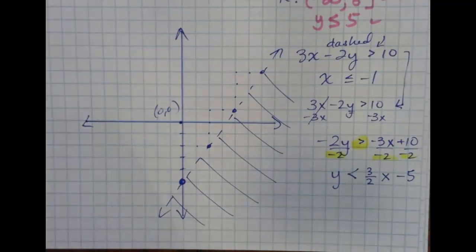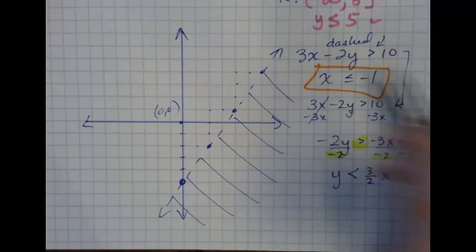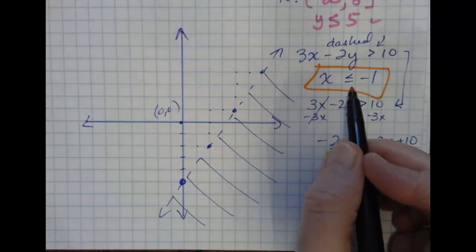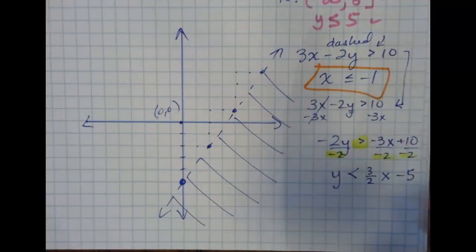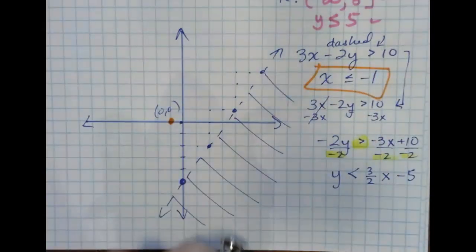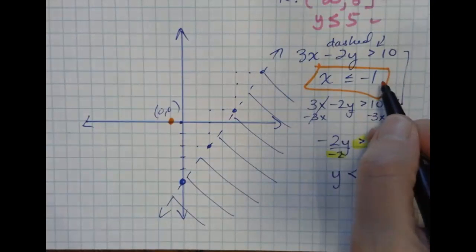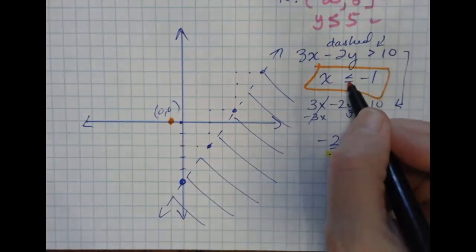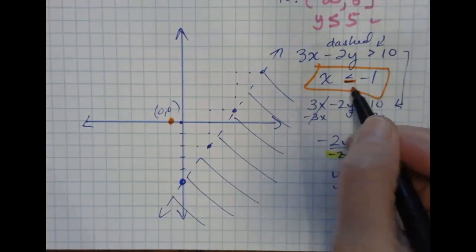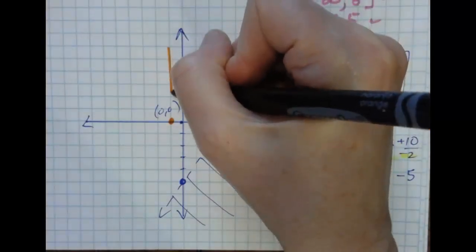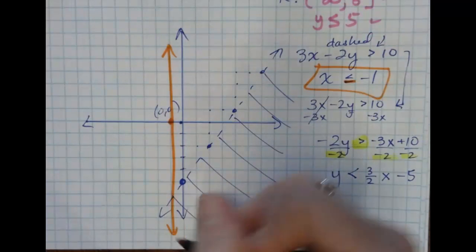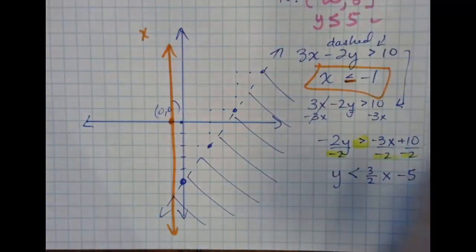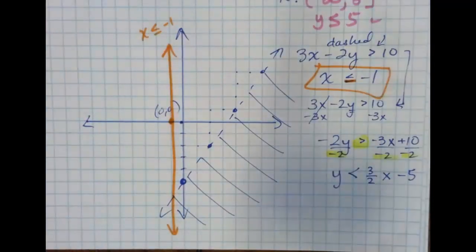The second line I will do in orange, and it is the easiest one of all to graph. It simply says x is less than or equal to -1. Well, where is x equal to -1? It's right here. So what we're dealing with here is a vertical line. And because of the or equal to, it will be solid. So here's my vertical line. X is less than or equal to -1.